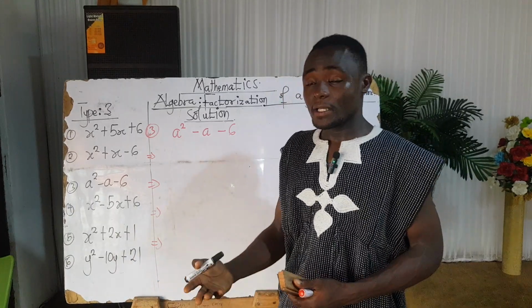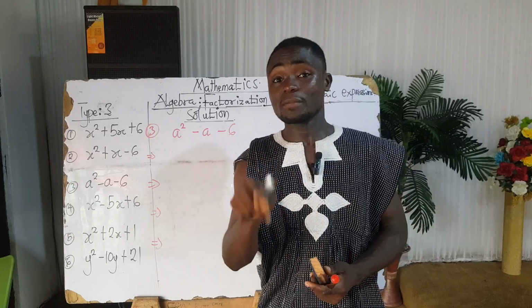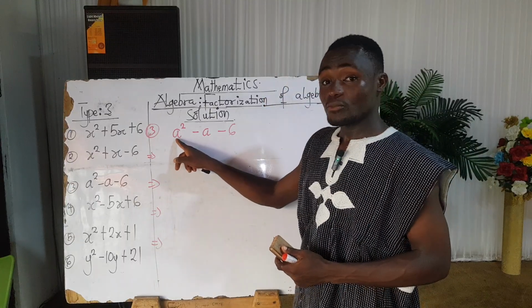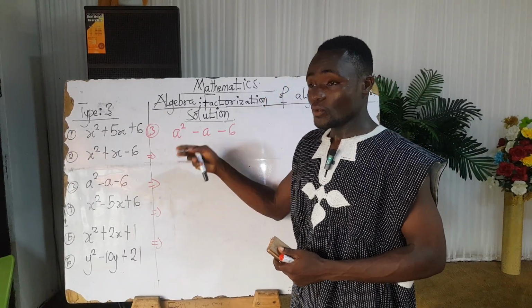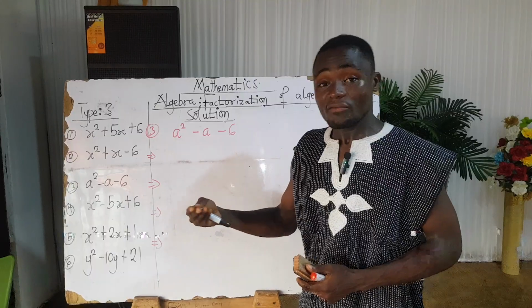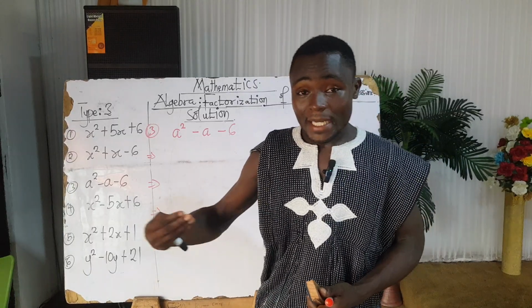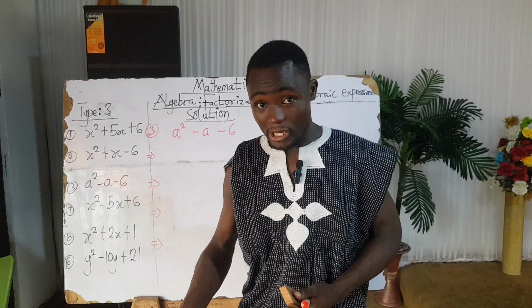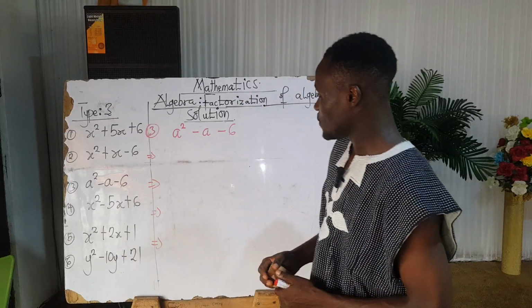Now, the second step is to check whether one of the variables is being squared. Yes, one of the variables is being squared over there. So it is a quadratic trinomial. So therefore, we can employ the step-by-step approach in factorizing quadratic trinomials. So let's proceed.